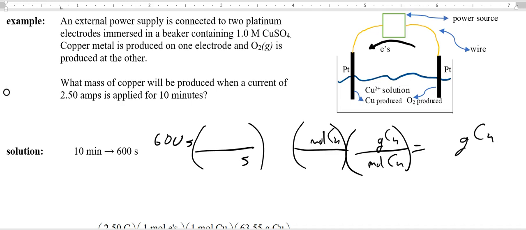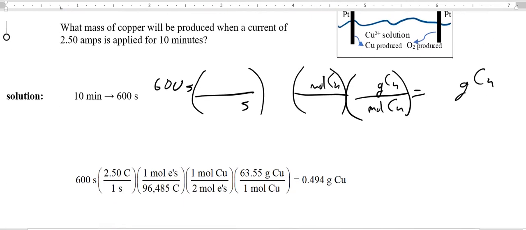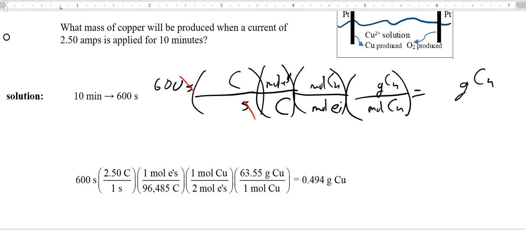So what goes with moles of metal? Well, grams, but the other one was the mole ratio. This can be moles of electrons. Don't worry how many, just know that it's moles of electrons. That means up here we have to have moles of electrons, and that's Faraday's constant, which is coulombs. The thing that goes with seconds is coulombs. So we have seconds canceling seconds, coulombs canceling coulombs, moles of electrons canceling moles of electrons, moles of copper canceling moles of copper. We're good to go.